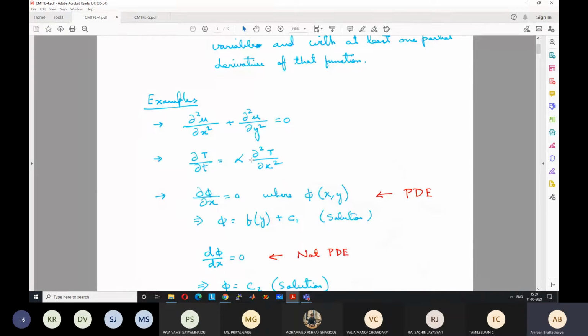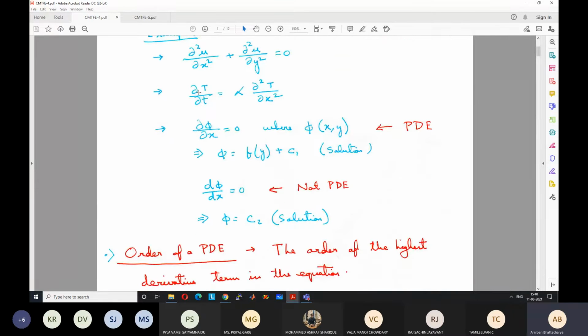Del T by del t equal to alpha del square T by del x square. This is the 1D transient heat conduction equation. Transient because there is variation with time, and the conduction term is also there. There also temperature is a function of two independent variables, time t and space x. Because it's a function of two independent variables and at least one partial derivative is present, it's again a PDE. Here again there are two partial derivatives present. But even if it was del T by del t equal to, say, a constant, but T is a function of time and space, then also it would have been a PDE.